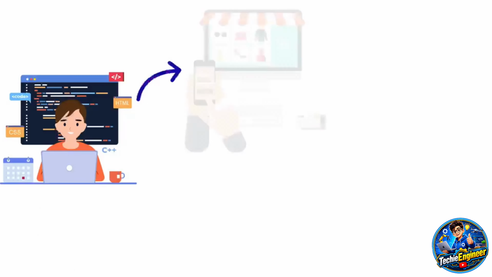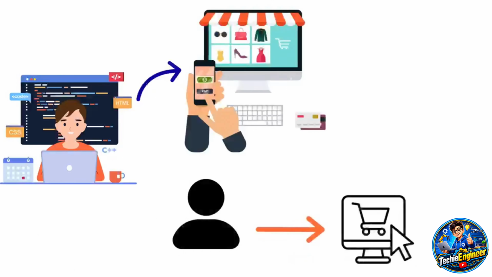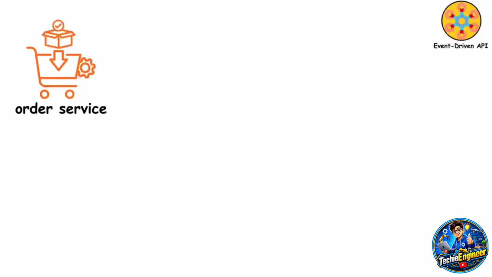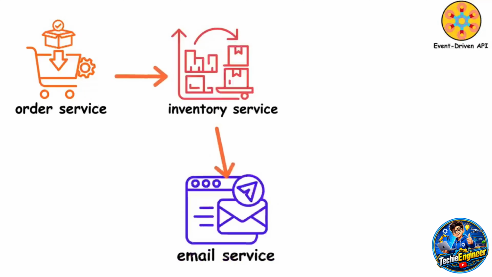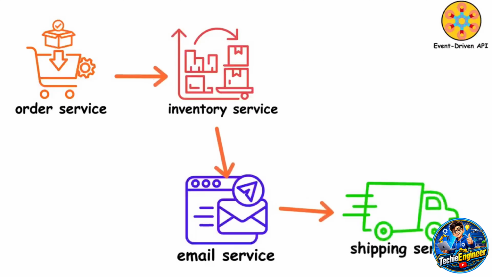Say you're building an e-commerce site. User places an order. In a traditional system, the order service would call the inventory service, then call the email service, then call the shipping service. If any of those are down, the whole thing fails.